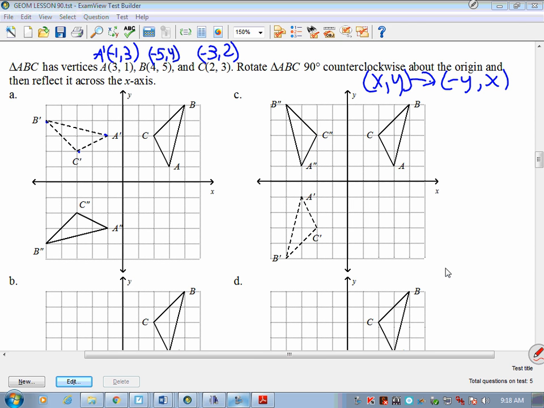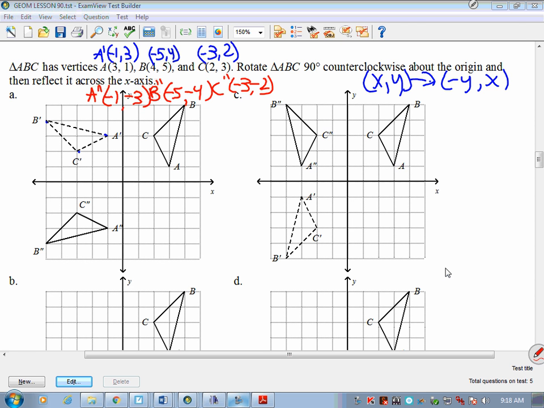So now I'm going from A to A prime to A double prime. So I want to use negative 1, 3. So we're going to keep negative 1, and 3 becomes negative 3. Okay? Over here, negative 5, negative 4. Over here, negative 3, negative 2 is where A double prime, B double prime, C double prime should be.